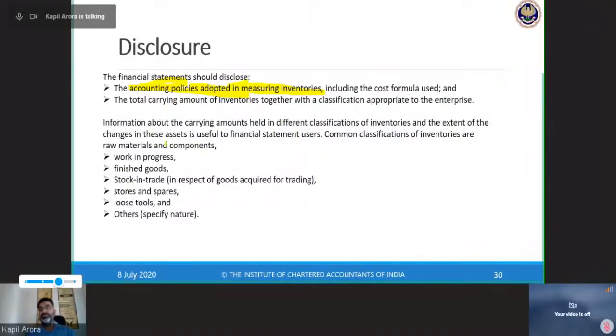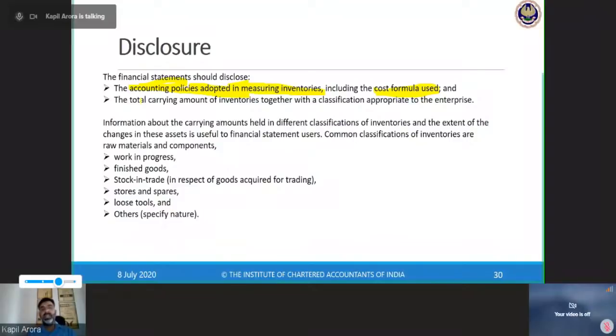Then, what is the cost formula we have used? Whether we have used FIFO, weighted average, or, for a retail company, the retail method, or any other company using the standard costing method. Whatever formula they are using has to be disclosed, so that the user can understand and see that it is consistent year on year.